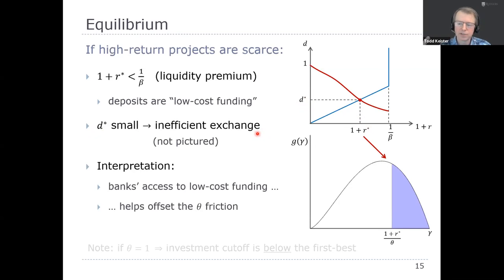But there's also a positive side in our model, which comes from the investment cutoff. Remember, because of the pledgeability constraint, it may be the case that there are some productive projects out there that aren't funded, because even though they're productive, the banker doesn't have enough pledgeable future income to be able to borrow. Well, the liquidity premium decreases the interest rate on deposits, which shifts this cutoff to the left, right? By lowering the interest rate on deposits, this allows some of those bankers to be funded. So in other words, banks' access to low-cost funding helps offset the financial friction in our model.